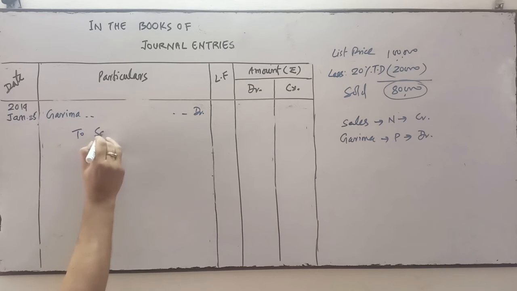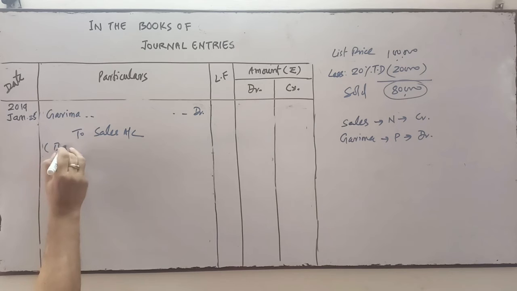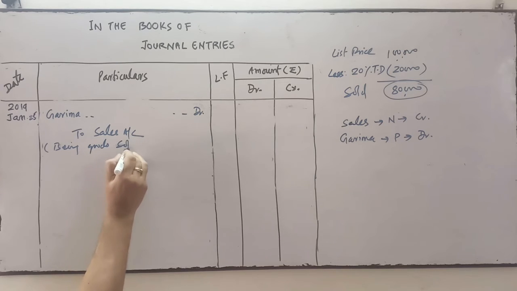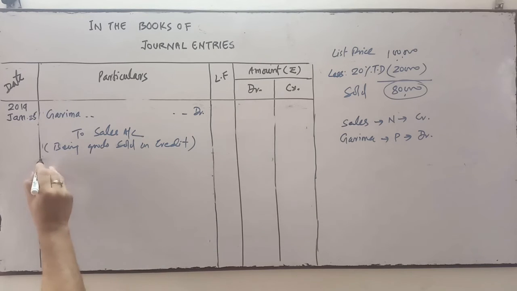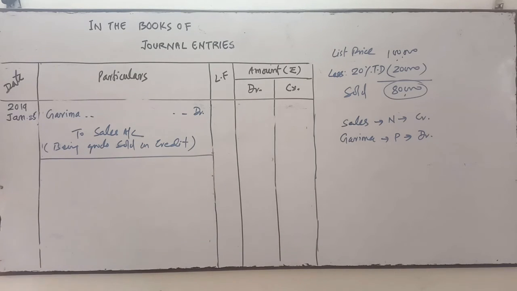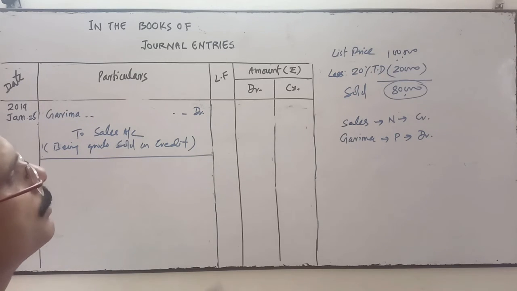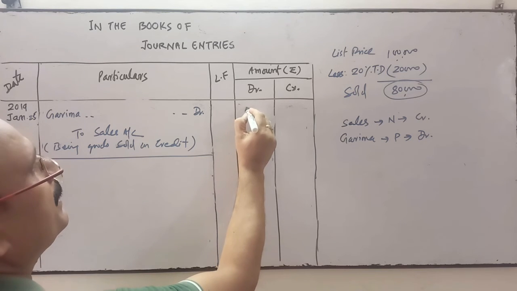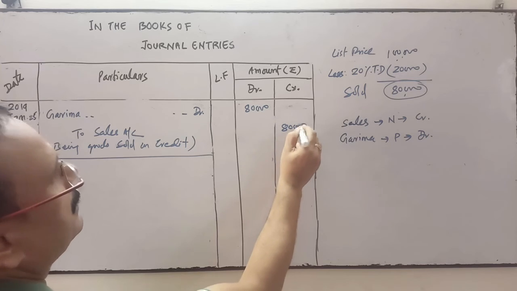to sales account credit, being goods sold on credit. Only we will write being goods sold on credit, because no payment has been done on January 25. She has not made any payment on this date. Only the goods are sold. Payment is not done by Garima. So the entire amount will be treated as credit sales. This is this amount.